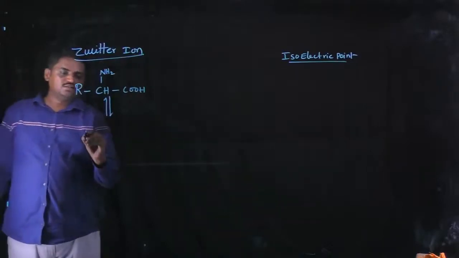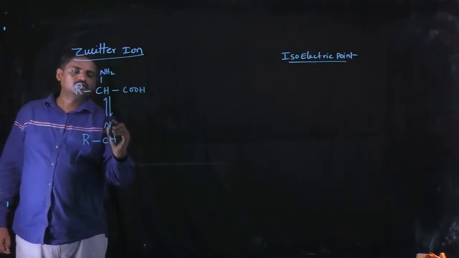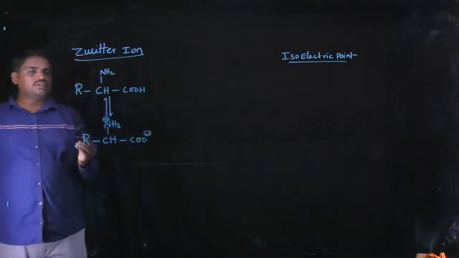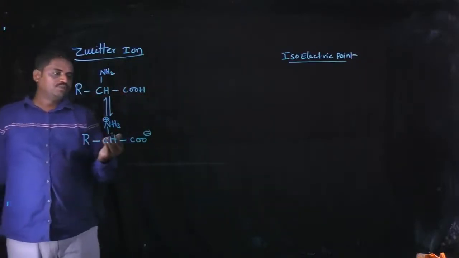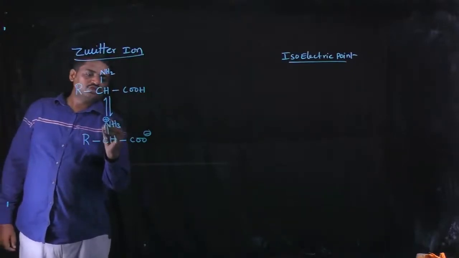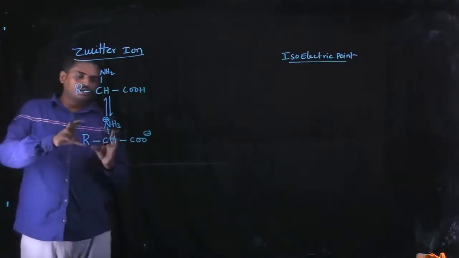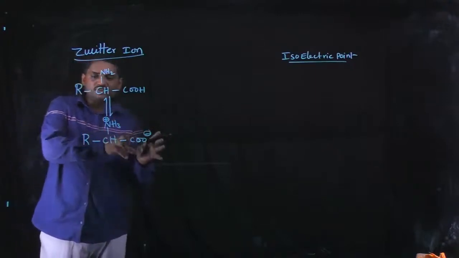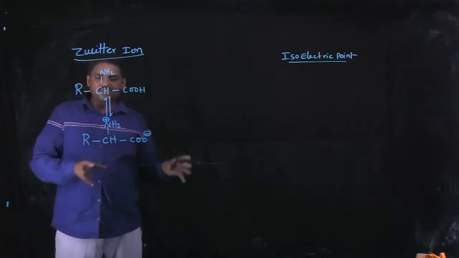is shifted, so the hydrogen is shifted from carboxylic acid to the NH2 functional group. So this is a positive charged ion, this is a negative charged ion. Means one amino acid containing one positive charged ion and one negative charged ion. So this type of ion exhibits some neutral character.